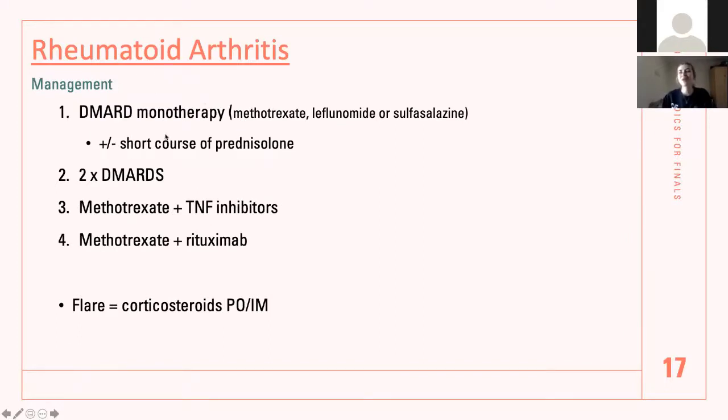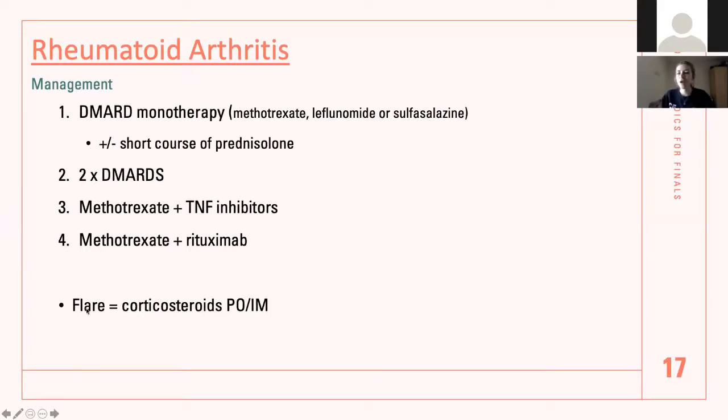Management of rheumatoid arthritis. So you start these patients on a DMARD monotherapy, so just one DMARD. So methotrexate is most common. You can also start these patients on a short course of prednisolone if it's particularly bad. You can then step these patients up if symptoms aren't being controlled to 2 DMARDs. And then the next step would be methotrexate plus a TNF inhibitor. And then you can finally step up to methotrexate plus rituximab.